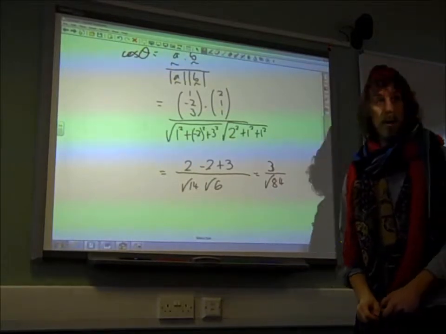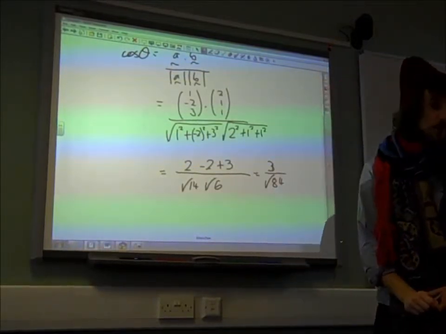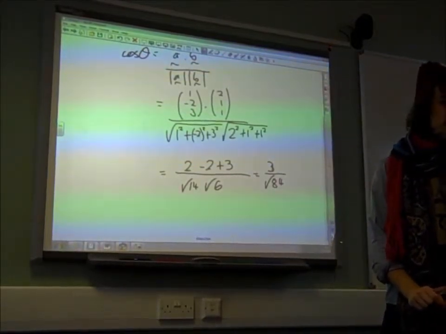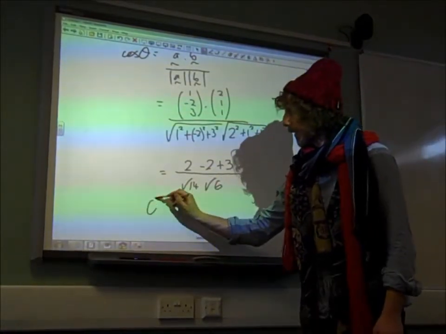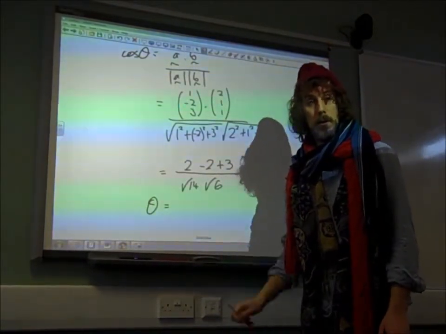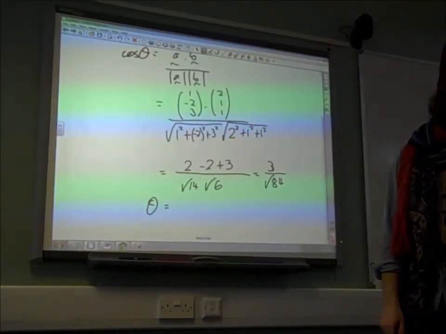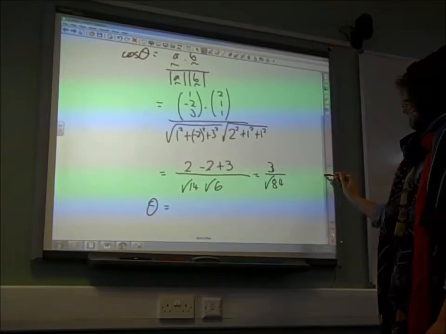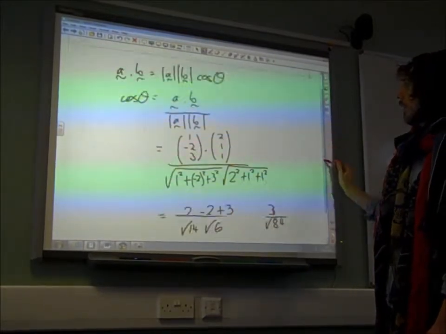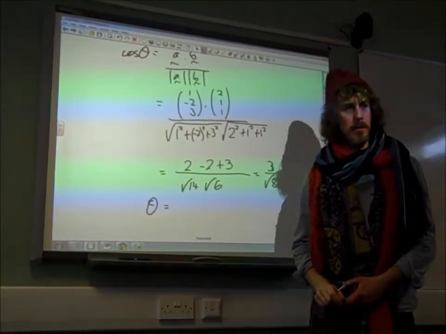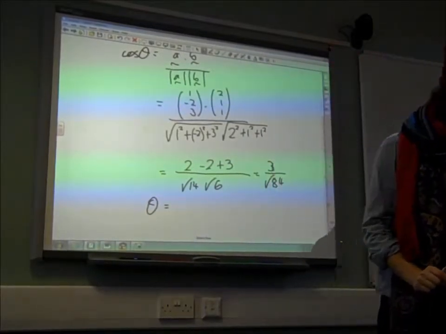Now if we do inverse cosine of 3 over root 84, we get an angle. Nobody's going to do that in your head. Okay, but that seems quite small. Not in radians, isn't it? We can give it in radians or degrees. So we're saying 1.24 radians.